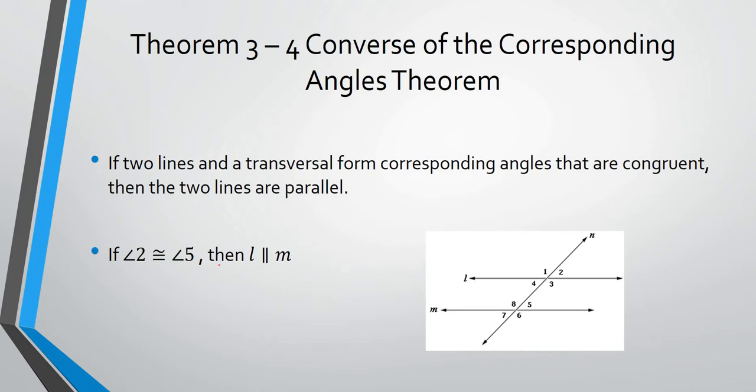In other words, if I am told as a given that angle 2 and angle 5, which are corresponding angles in a set of lines with a transversal, are congruent, then the conclusion is that line L is parallel to line M. So by the fact that the corresponding angles are congruent, we know that the lines are parallel. It's the converse.